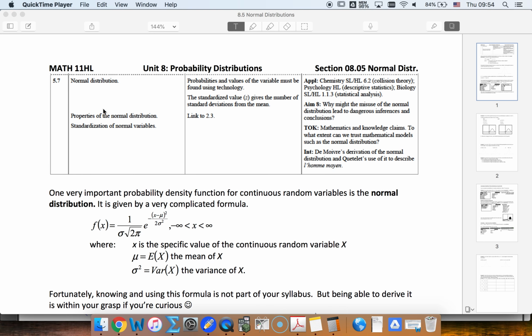In this video we're going to be talking about the normal distribution. So normal distributions are probably the most popular statistical distribution. We see it all the time.